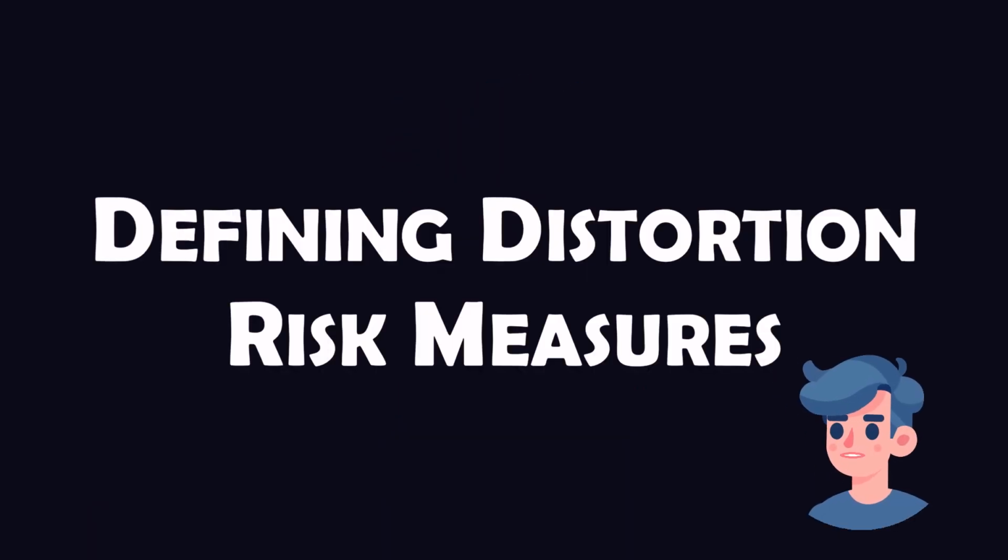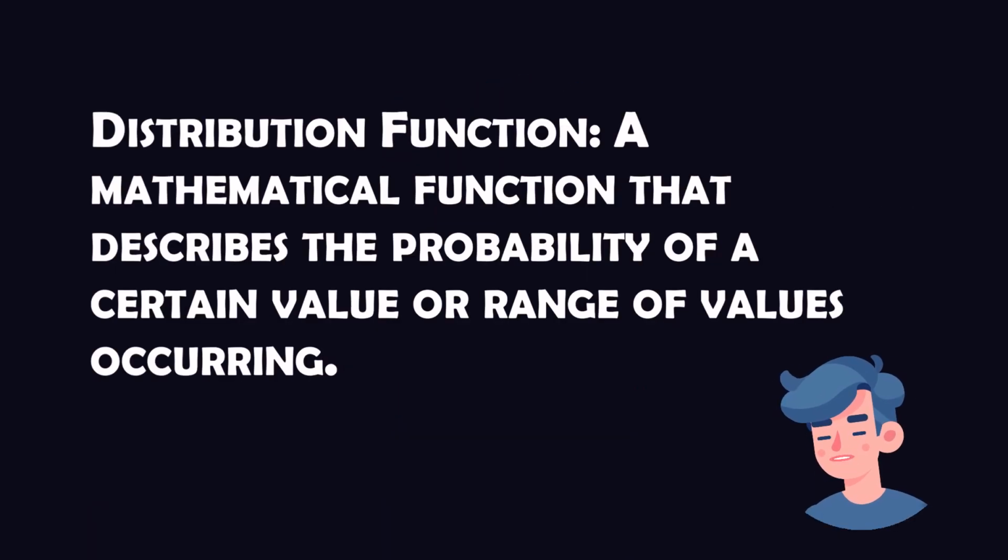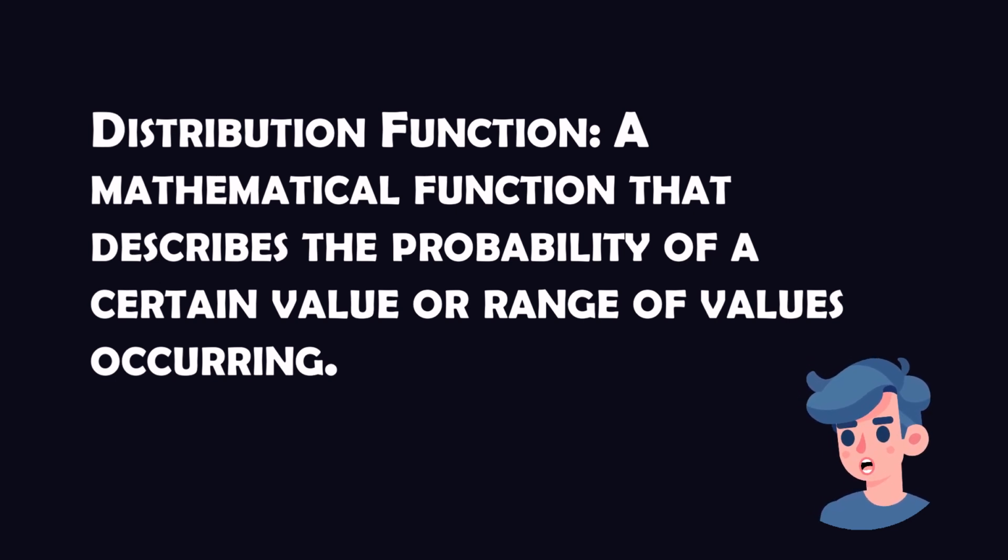To kick things off, let's define distortion risk measures. Distortion risk measures are a class of risk measures that transform the distribution function of losses. This transformation helps capture the risk preferences of decision-makers, providing a more accurate reflection of potential risks.